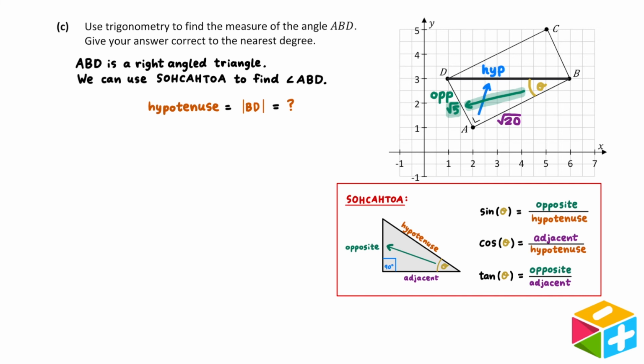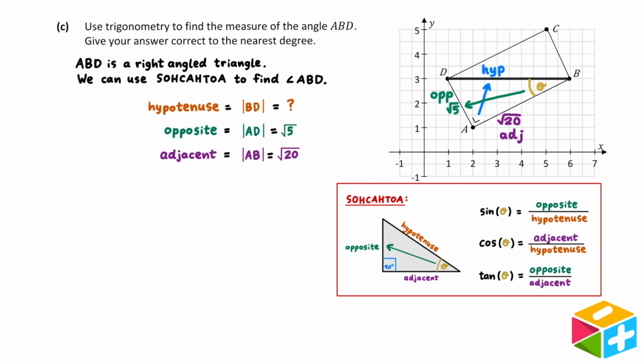The opposite is the side opposite our angle theta. In our triangle, this is the side AD, and we know that this has a length of root 5. The adjacent is the side which touches our angle theta, which is not the hypotenuse. In our triangle, this is the side AB, and we know that this has a length of root 20.